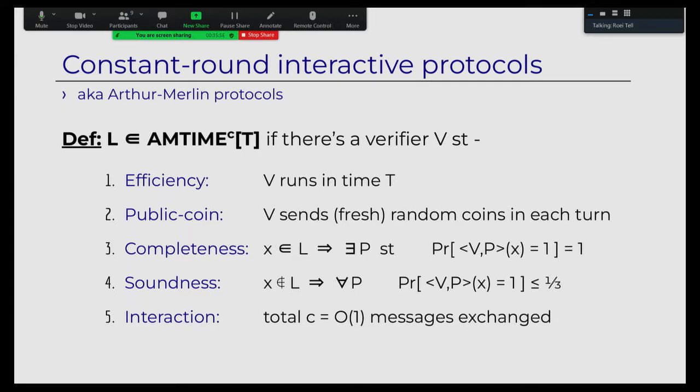So a language is in AM times C with time t, so it's C messages and time bound t. The verifier runs in time t. It's public coins, so it just sends fresh public coins in each round. The usual completeness, you can prove any correct claim, and the soundness condition that you know of. For every incorrect claim and every evil prover, with high probability, the verifier catches the cheating prover. And the number of messages exchanged between both sides is C. And throughout this talk, C is a constant.